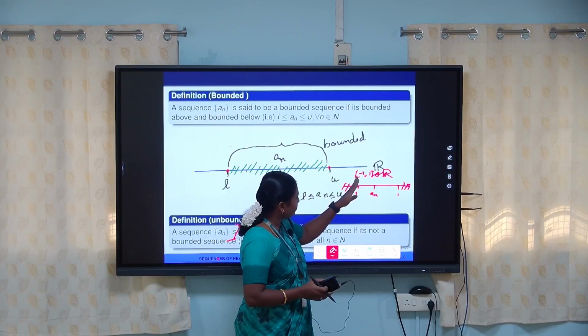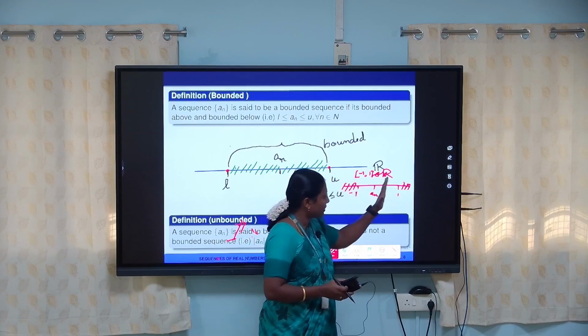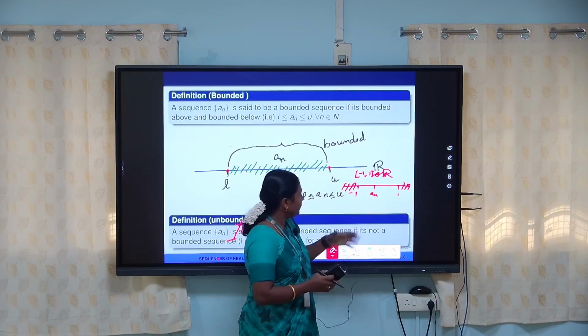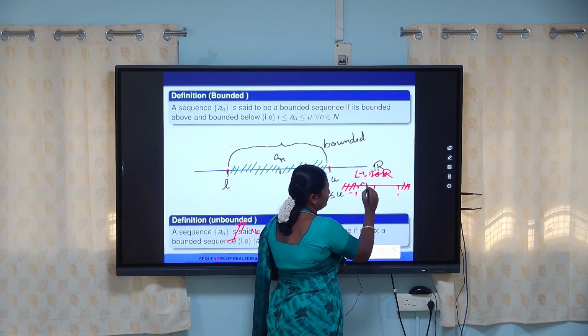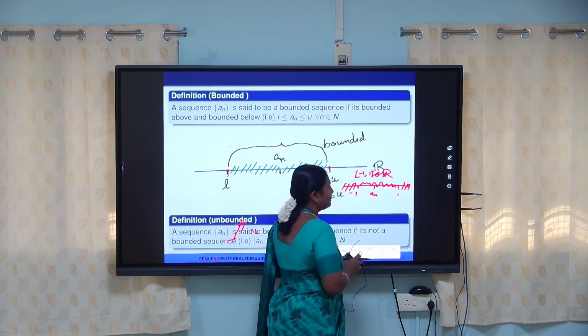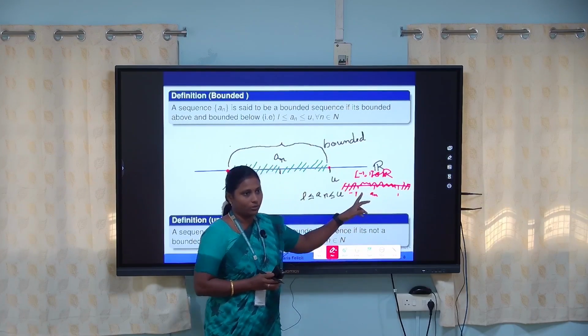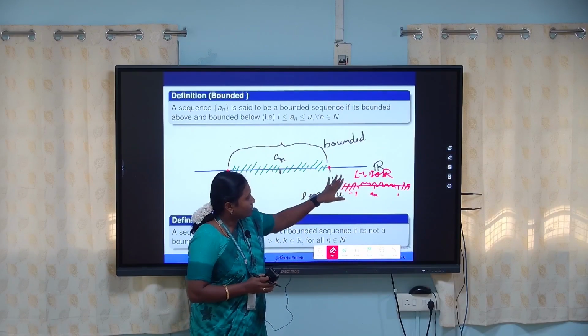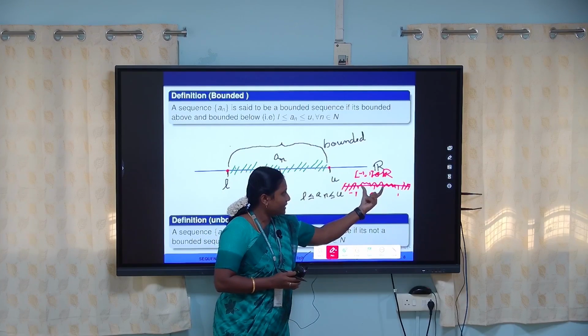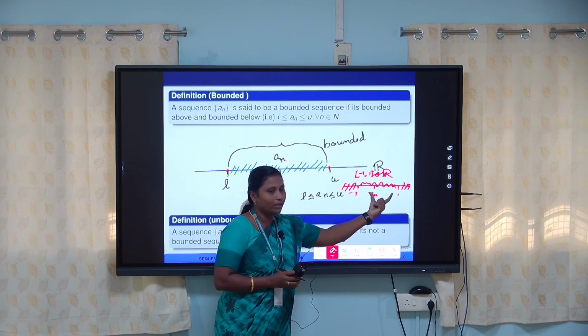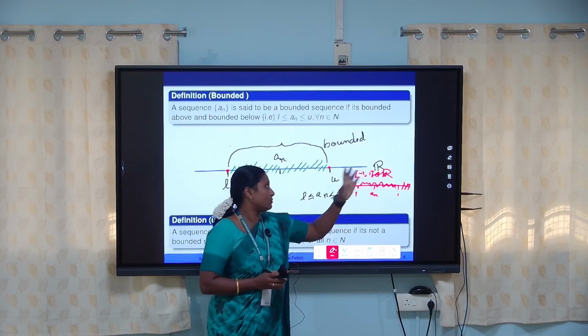These are all the lower bounds of the sequence, and these are all the upper bounds of the sequence. If I am marking an area outside of this, then it is said to be an unbounded sequence. So it may be bounded above or bounded below, but if it is not in this range, in between minus 1 to 1, then it is said to be an unbounded sequence.